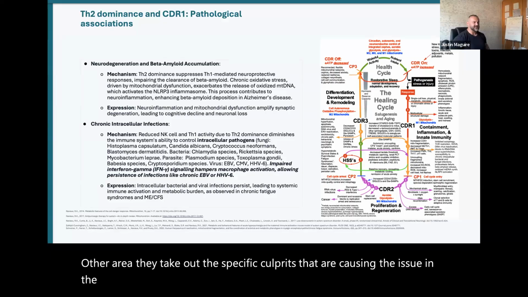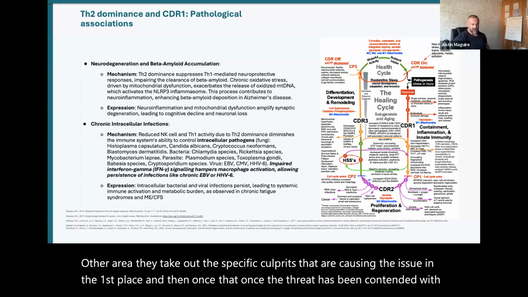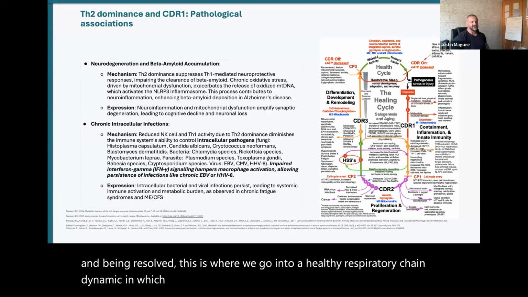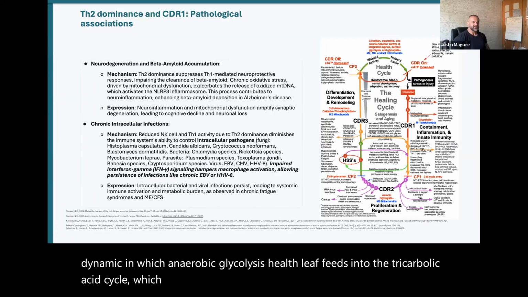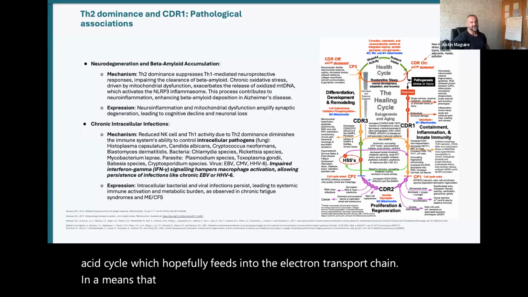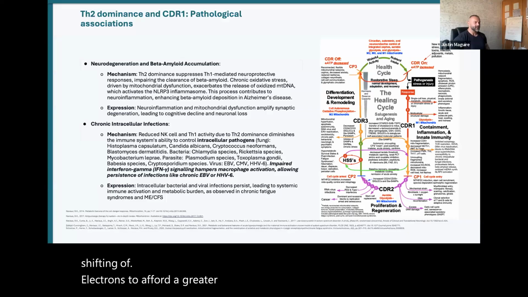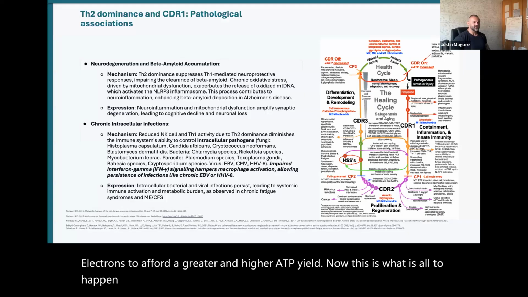And then once the threat has been contended with and resolved, this is where we go into a healthy respiratory chain dynamic in which anaerobic glycolysis healthily feeds into the tricarboxylic acid cycle, which healthily feeds into the electron transport chain in a means that affords minimal wastage of hydrogen ions and maximal shifting of electrons to afford a greater and higher ATP yield. Now, this is what ought to happen in any instance of physiological stress.